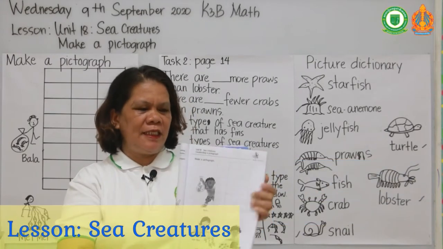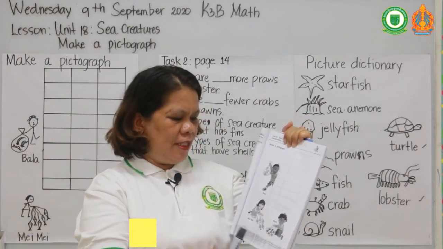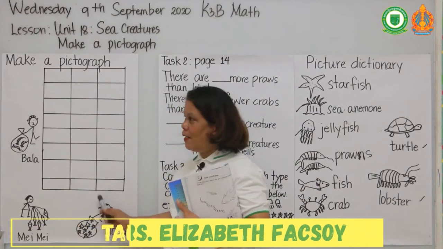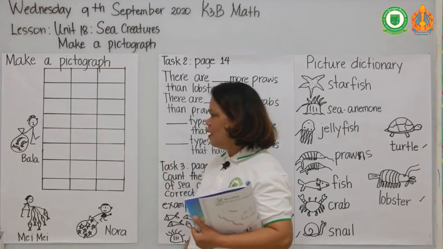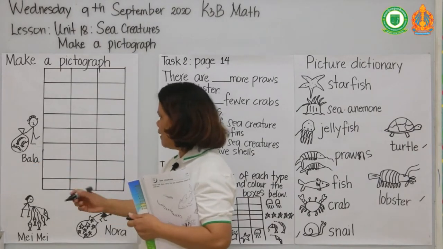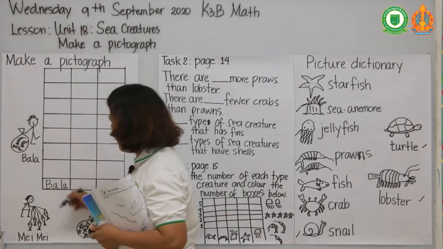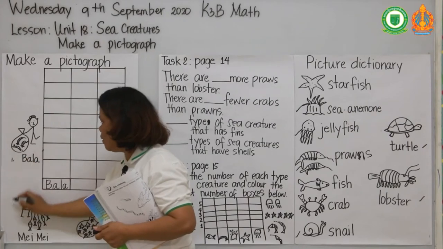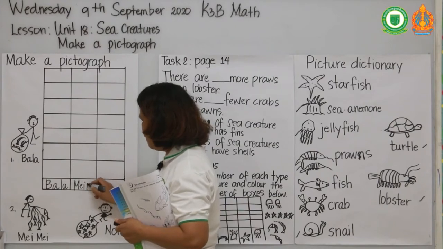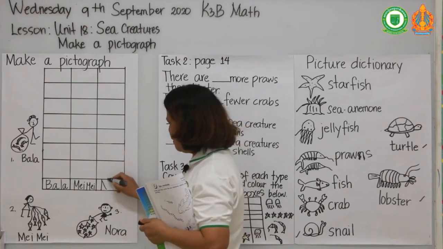At page 113, you're going to make a picture graph. Please listen first. Here you make a picture graph. Number one is Bala. You're going to write the name Bala. Number two is Mai Mai. You're going to write the name of Mai Mai here. And number three is Nora. Nora here.